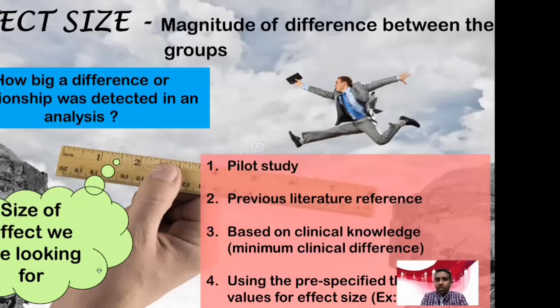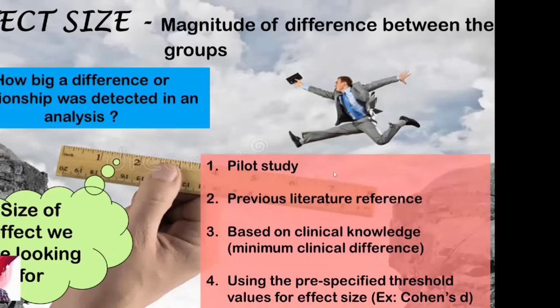Effect size is calculated either by a pilot study. It is the best method to calculate the effect size. How did you arrive at 60% in group A and 80% in group B? You need to conduct a pilot study, right? Or you can get this information from previous literature, something similar to your study design. If anything is available, we can get it from the literature.